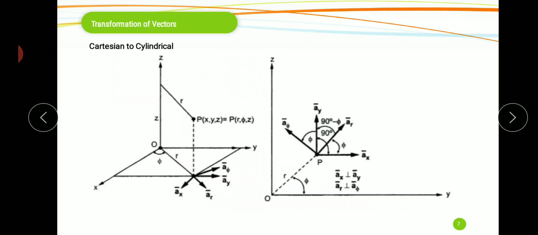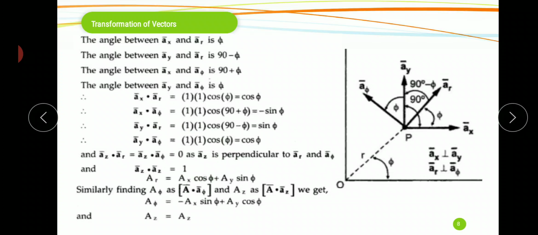Cartesian to cylindrical. We have already discussed that in the Cartesian coordinate system the variables are x, y, z. The variables in the cylindrical system are r, phi and z. Here this is a unit vector r, and it makes an angle phi with the x-axis. So these are the two variables. Now how do we transform the vectors from Cartesian to the cylindrical coordinate system? This is the picture to convert Cartesian to cylindrical, and these are the formulas.